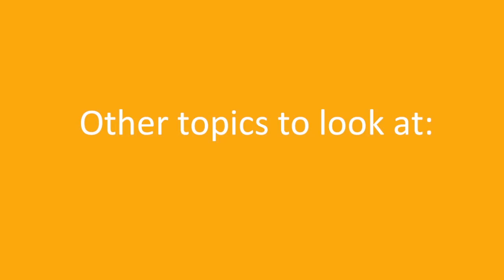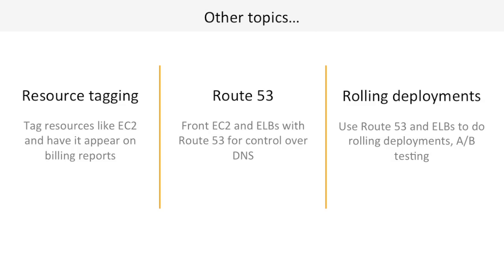Okay, so closing off, I'm slightly over my 45 minutes, but other topics to look at. So EC2 bridges you out into a whole bunch of different areas, and some of the things that you should take a look at outside of this webinar is resource tagging, because you can set key value pairs on your resources like EC2 instances when you launch them, and then they'll flow through onto billing reports so you know what part of your bill is coming from what resources.